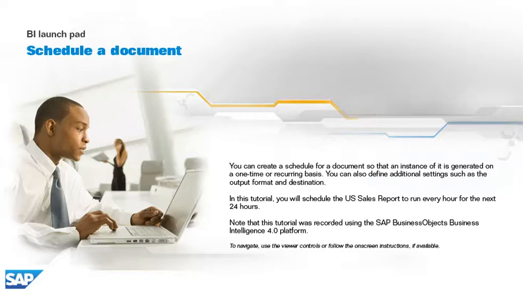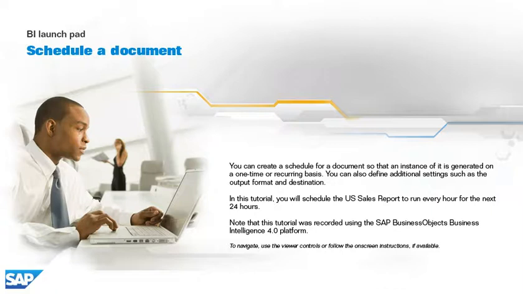You can create a schedule for a document so that an instance of it is generated on a one-time or recurring basis. You can also define additional settings such as the output format and destination. In this tutorial, you will schedule the US sales report to run every hour for the next 24 hours. Note that this tutorial was recorded using the SAP Business Objects Business Intelligence 4.0 platform.